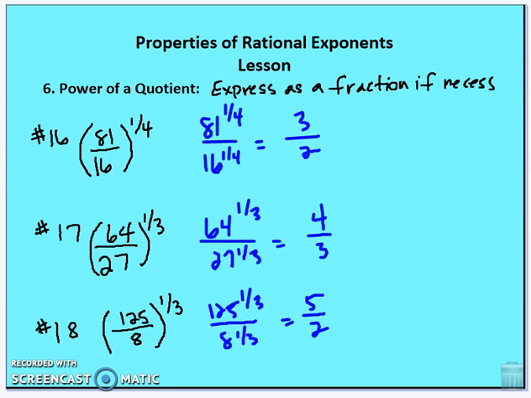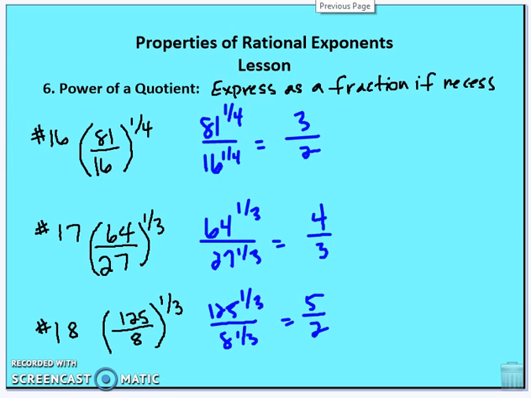Okay, 81 over 16 to the 1/4 is the same as 81 to the 1/4 over 16 to the 1/4. 81 to the 1/4 is 3, 16 to the 1/4 is 2, 3 over 2 is your answer. Number 17, I can separate 64 over 27 to the 1/3 into 64 to the 1/3 divided by 27 to the 1/3, which is 4 over 3. 125 to the 1/3 divided by 8 to the 1/3, which is 5 over 2.